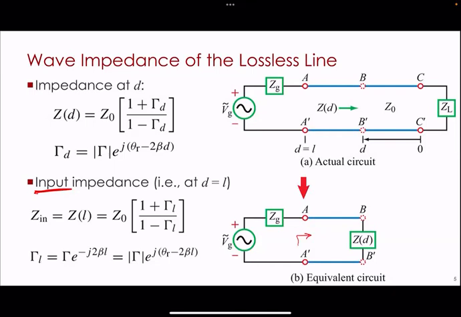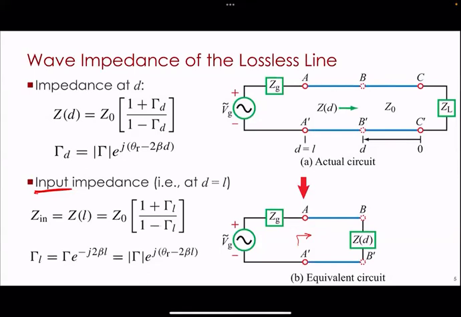But be careful if you're ever doing an exam or something and you're not exactly sure where you're supposed to calculate the input impedance. Because you could say, what's the input impedance at BB prime? Or you could say, what's the input impedance at AA prime? If it just said, what's the input impedance, you would just assume that it meant at AA prime, okay?